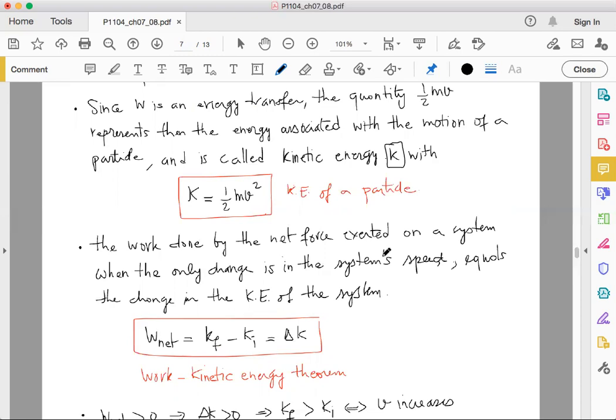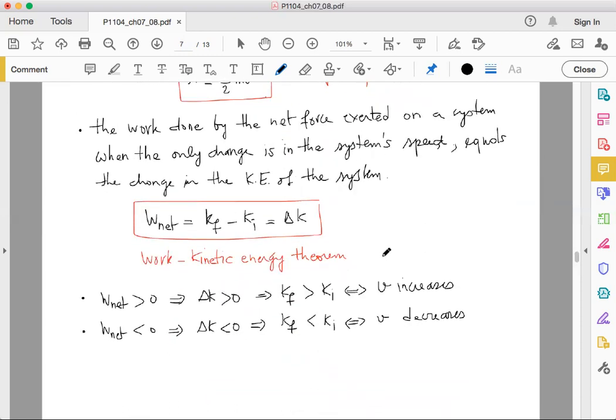Now, how can we interpret this theorem? Actually, it's very easy. W is equal to delta K. So delta K could be positive and it could be negative, right? If W net is positive, that means that delta K is positive, which means that K final is greater than K initial. That means there is an increase in the kinetic energy, meaning v increases, which means that there is an energy which is transferred to the system. The system gained energy and as a result its speed increased with time. The other case is when W is negative.